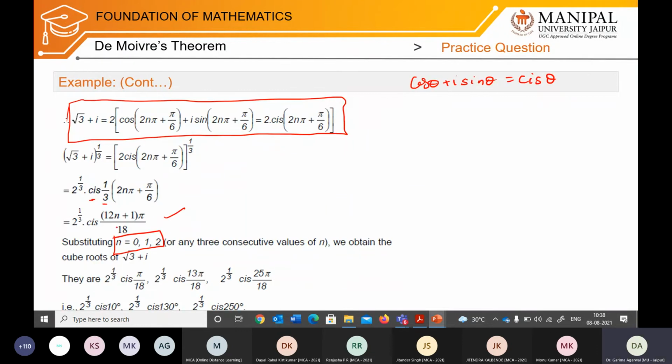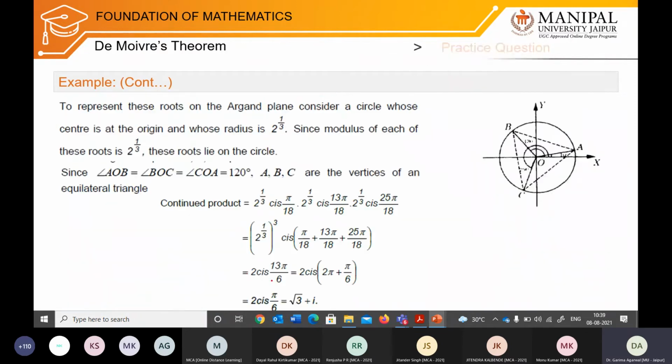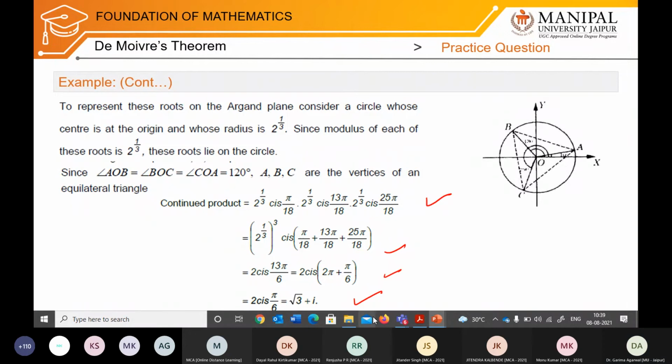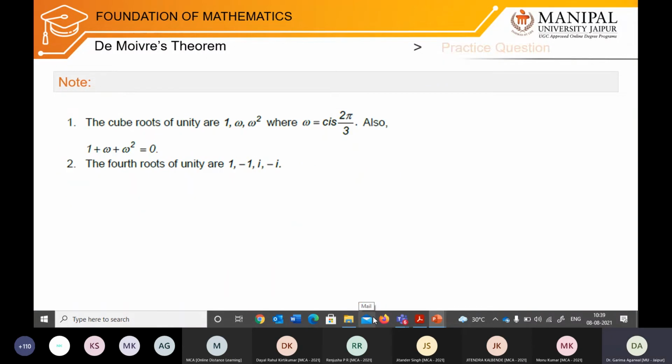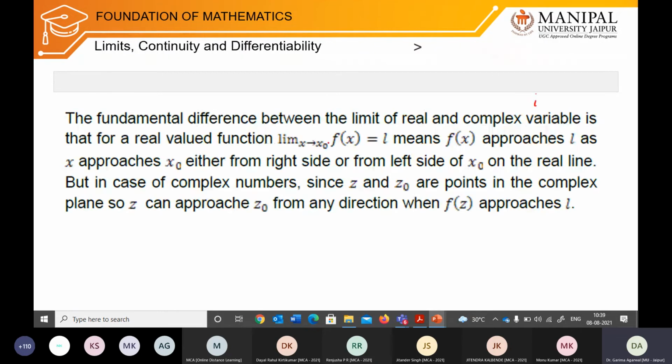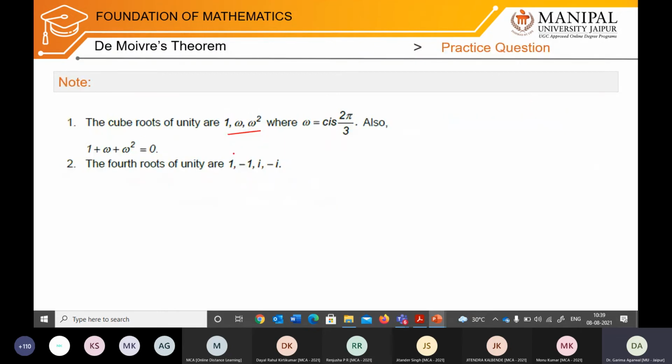If we substitute n equals 0, we'll get this term, then for n equals 1, and for n equals 2. Then we'll find the product of these 3 terms. This is the product of these 3 terms, right? Then 1, omega and omega square are the cube roots of unity, and the value of omega is cos 2 pi by 3 plus iota sin 2 pi by 3.